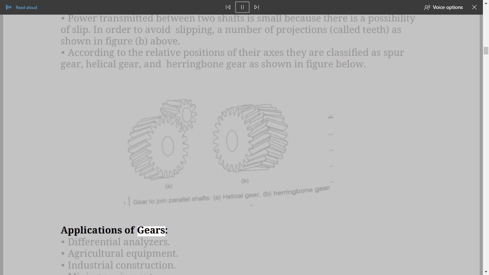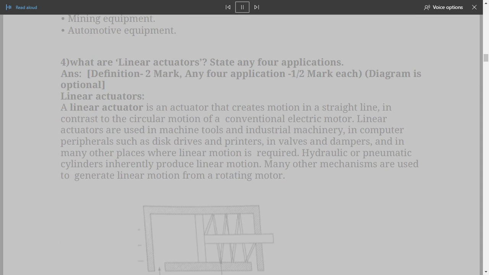Applications of gears: differential analyzers, agricultural equipment, industrial construction, mining equipment, automotive equipment.